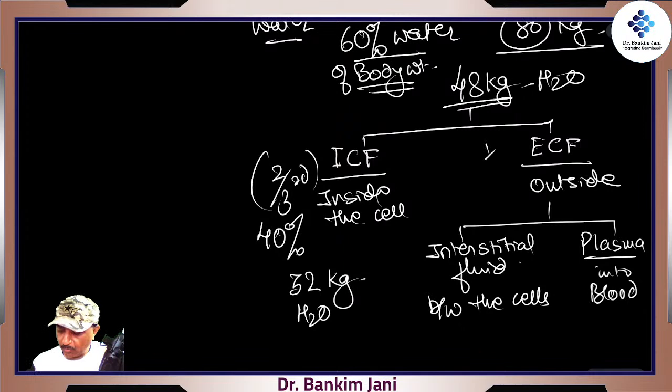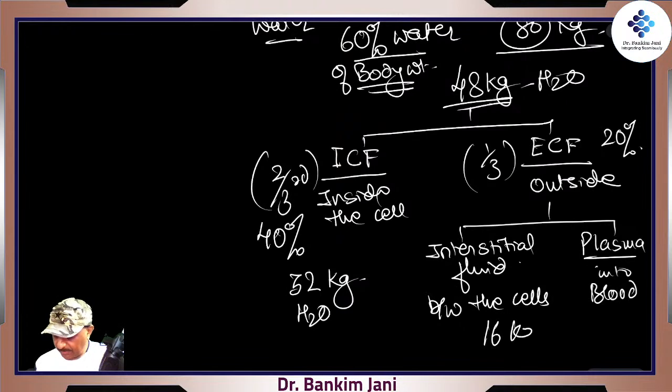And the rest 1/3, that is the ECF, extracellular fluid, which is outside, and this would be 20%, right? So 8 2s are 16. So it is like 16 kilogram of water, right? That comprises interstitial plus plasma, both total. Perfect.